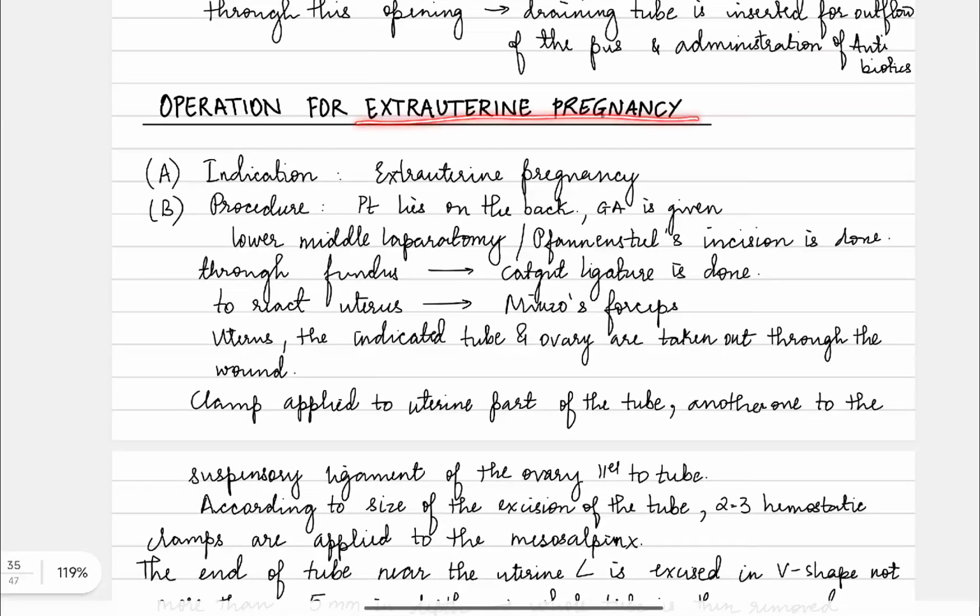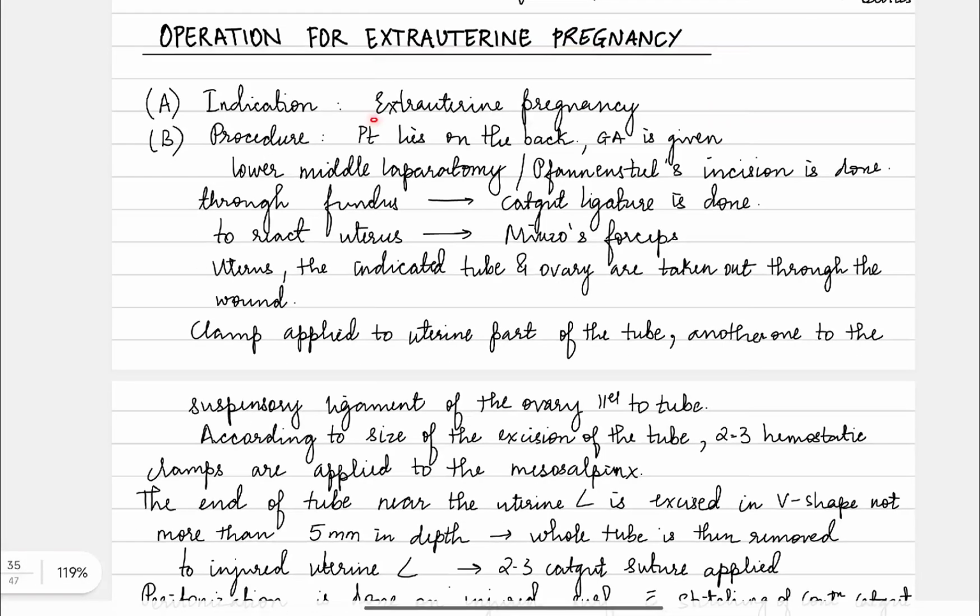Operation for extrauterine pregnancy. Indication is extrauterine pregnancy. Procedure: patient lies on the back, general anesthesia is given, lower middle laparotomy or Pfannenstiel incision is done. Through the fundus, catgut ligature is done.